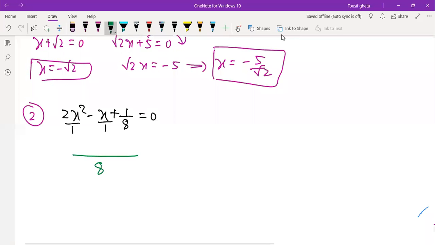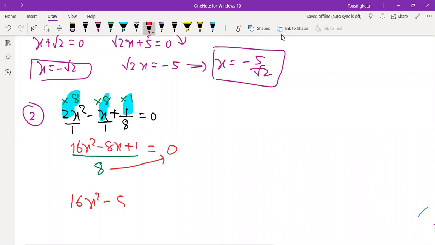8 is the LCM. 8 into 8 into 8 into 1. Multiply: 2 8s are, 8 1s are, and 1 1s are. Yes, you will get 16x square minus 8x plus 1 equals 0. 8 zeros are 0. So now 1 16s are 16.